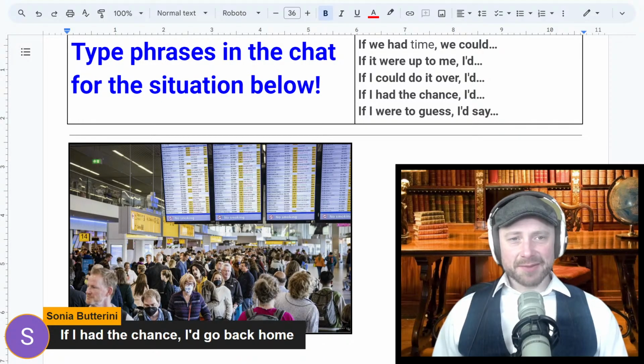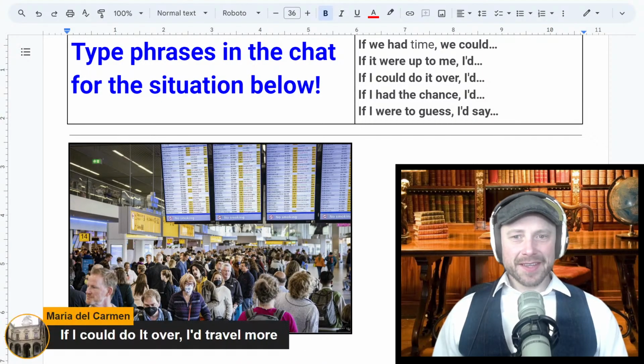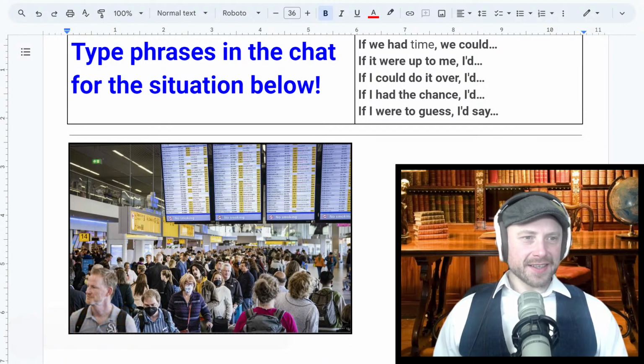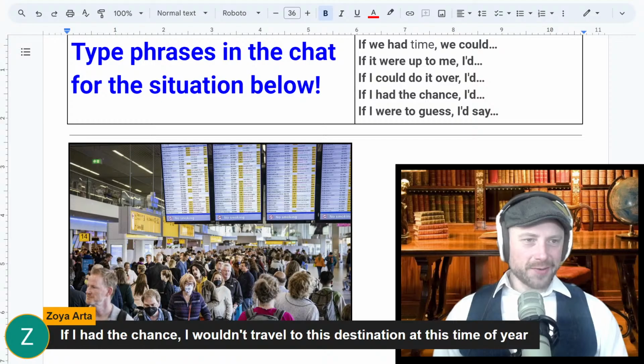If I had the chance, I'd go back home, says Sonia. Well done. If I could do it over, I'd travel more, says Maria del Carmen. Well, you can still travel now, can't you? If I had the chance, I wouldn't travel to this destination at this time of year. Well done, Zoya. That's really good.